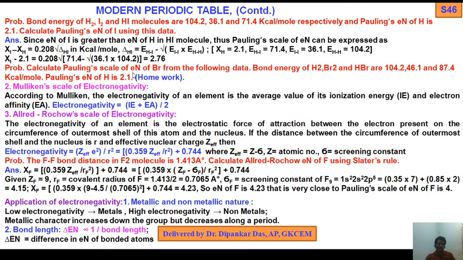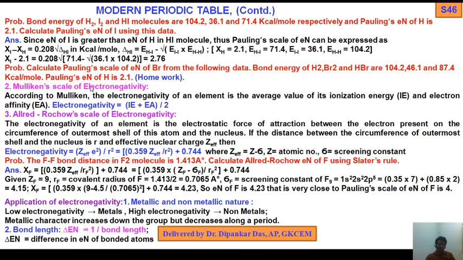Calculate the Pauling scale of electronegativity of bromine from the following data. Bond energy of H2, Br2 and HBr are 104.2, 46.1 and 87.4 kilocalorie per mole.